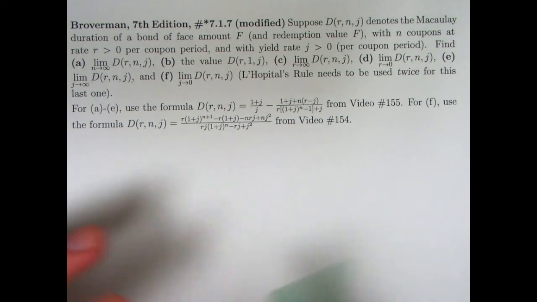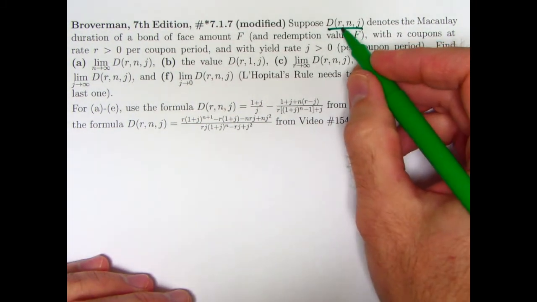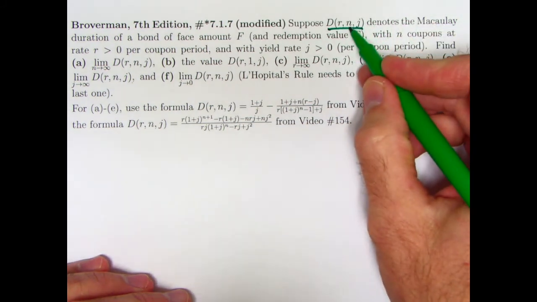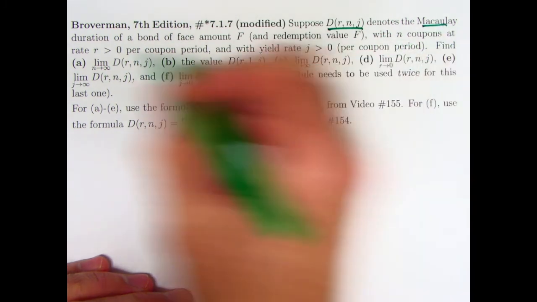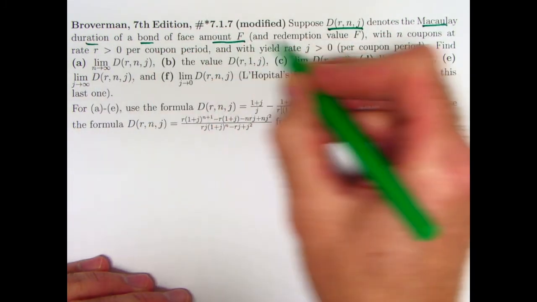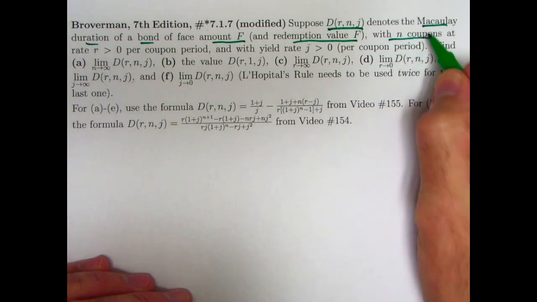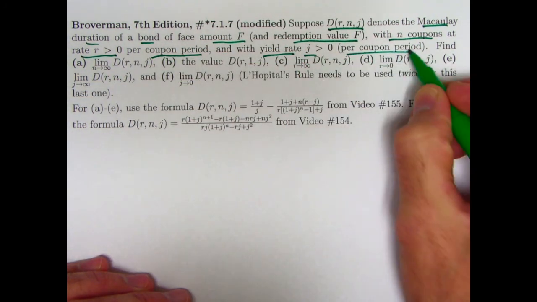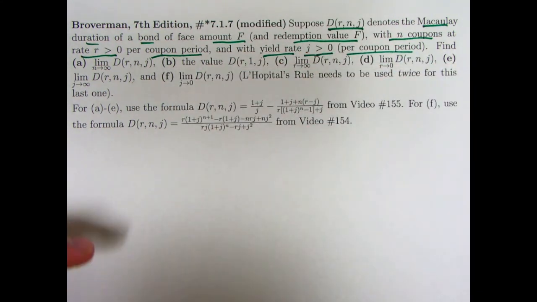Here's the problem statement. We're going to emphasize that the Macaulay duration really does depend on three variables here: the coupon rate R, the number of coupon payments N, and the yield rate J. This is a function. It's the Macaulay duration of a bond with face amount F and redemption value F. That's assumed in the background. Turns out the duration doesn't depend on F. It's got N coupons at rate R per coupon period and yield rate J per coupon period. R and J are both assumed to be, in the usual situation, positive.